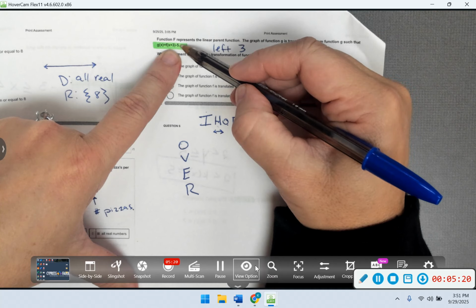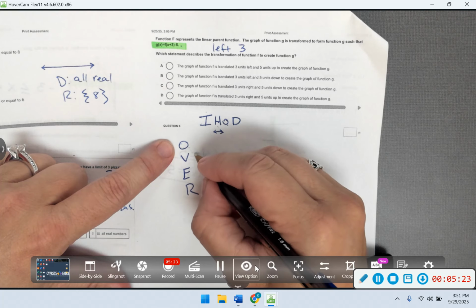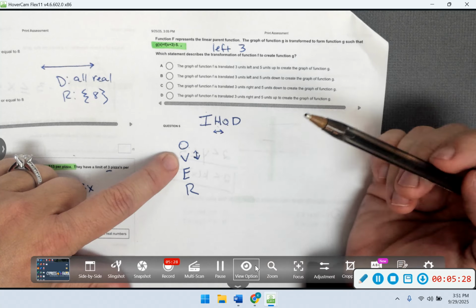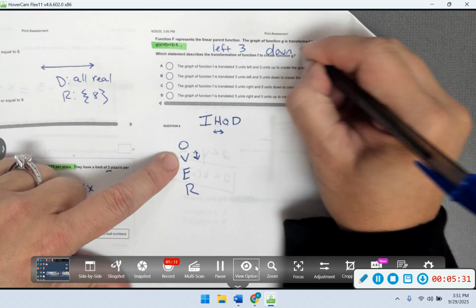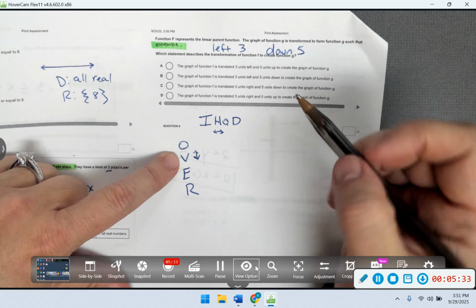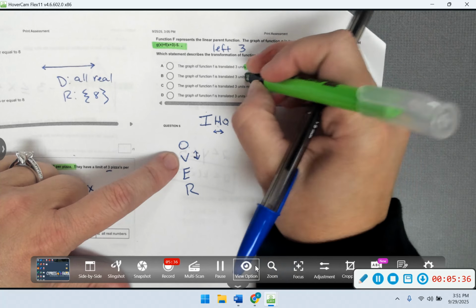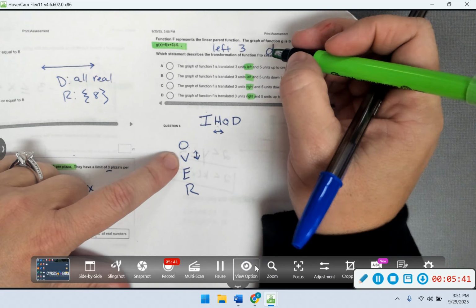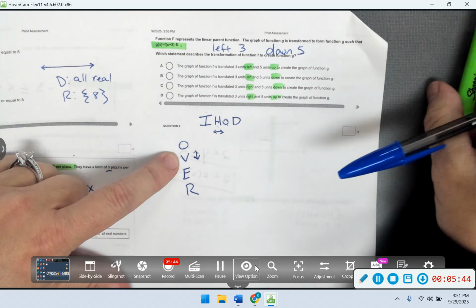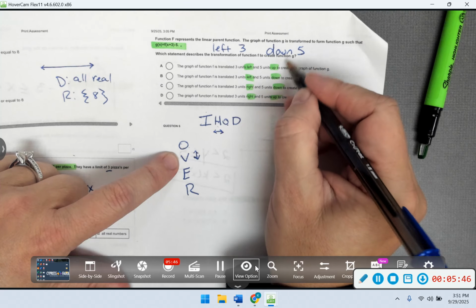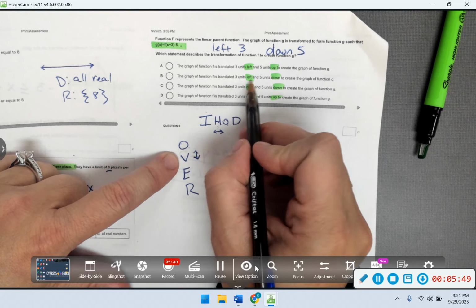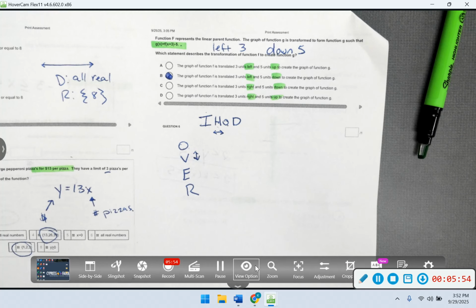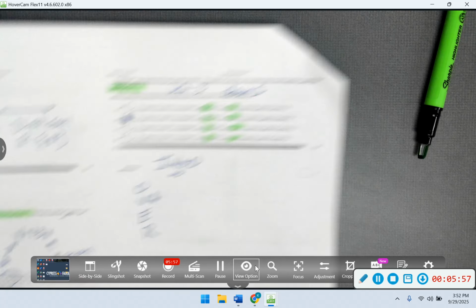And then the -5 is outside. Outside is vertical, and vertical goes up and down. So it's going to be down 5. So just go look for your keywords. Left 3 units, down 5. So 3 units left, and 5 units down. So it would be B. Make sure you use IHOT over tomorrow on your test. It's going to help you tremendously.